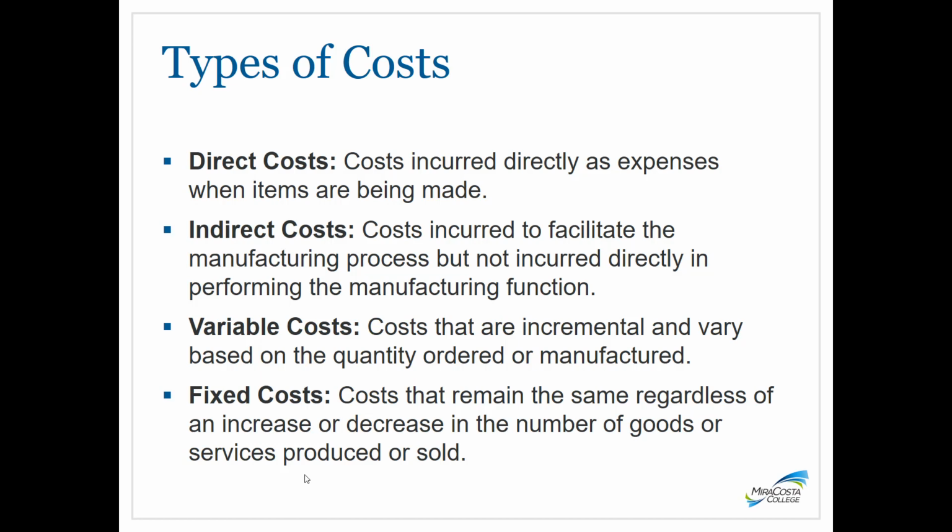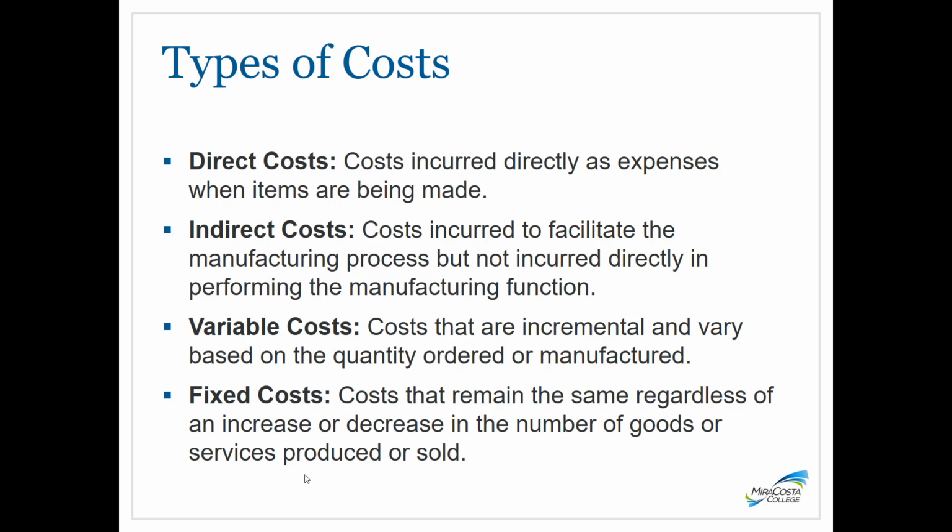Direct costs are those costs that are incurred directly as expenses when items are being made. In other words, it goes directly into manufacturing or production, like raw materials and labor. Indirect costs are incurred to facilitate the manufacturing process, but are not incurred directly when performing the manufacturing function. MRO is an example of indirect costs.